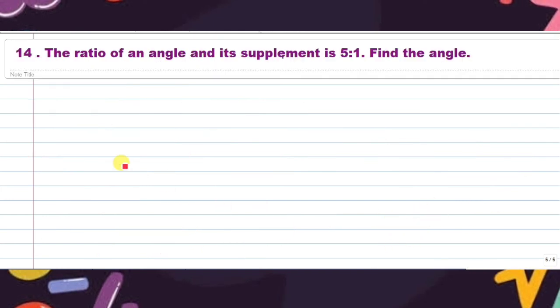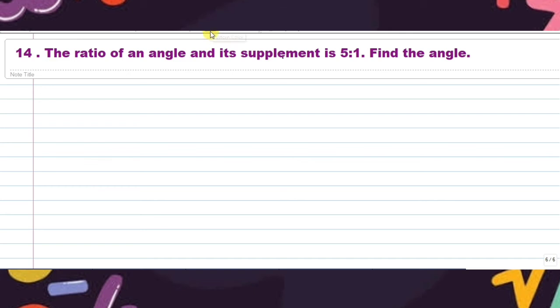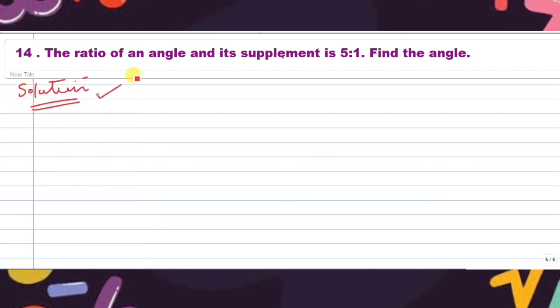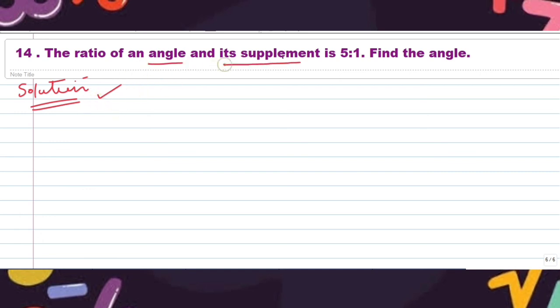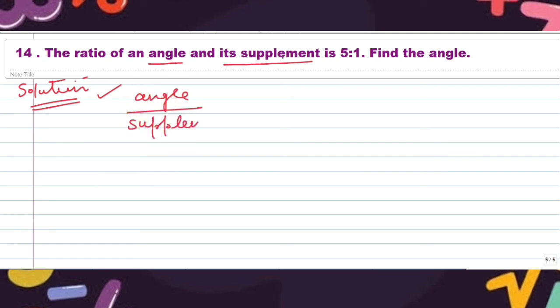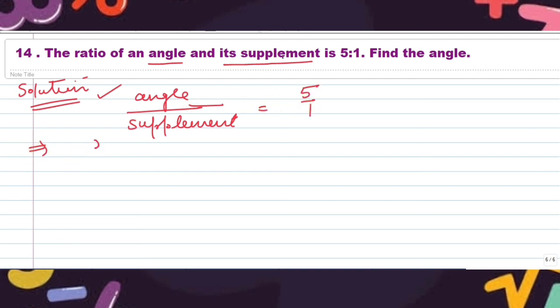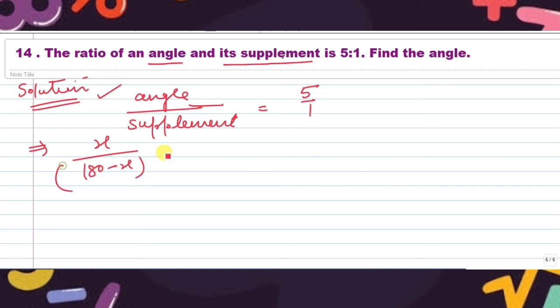Clear? Next we have, this is your last question, 10 to 14 it is last. So question number 14 says the ratio of an angle and its supplement. Earlier we have already done this type of question. Ratio means fractional part, one quantity divided by another. It says angle and its supplement, so angle divided by supplement of an angle, and the ratio is given 5:1. If here I consider angle x, then supplement of it will come 180 minus x, and that ratio is given 5:1.